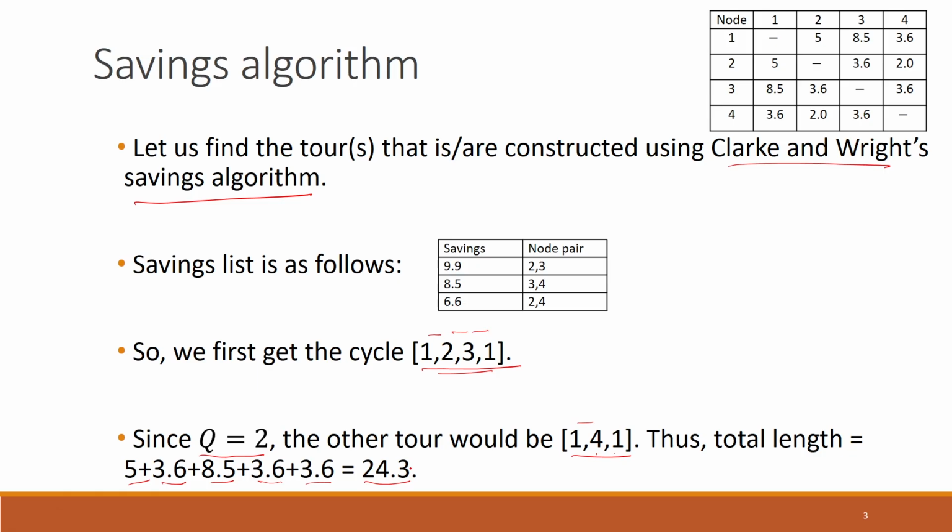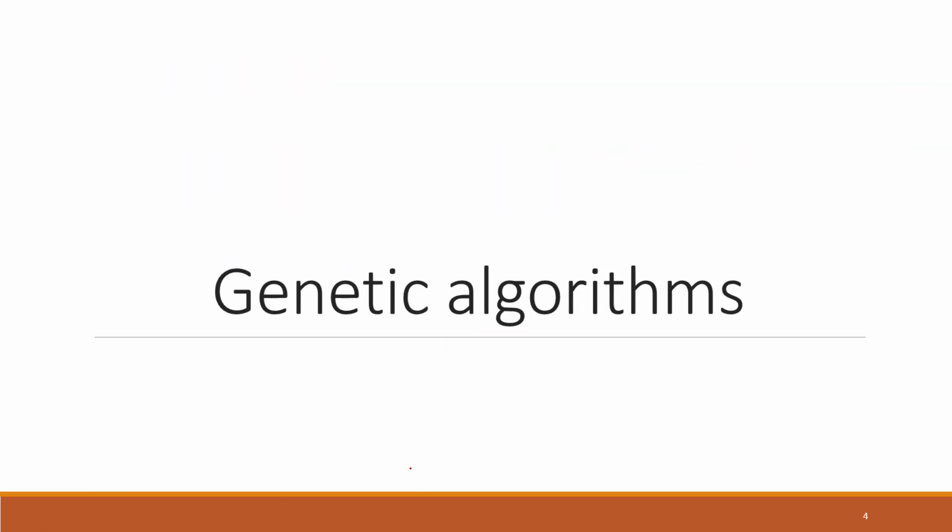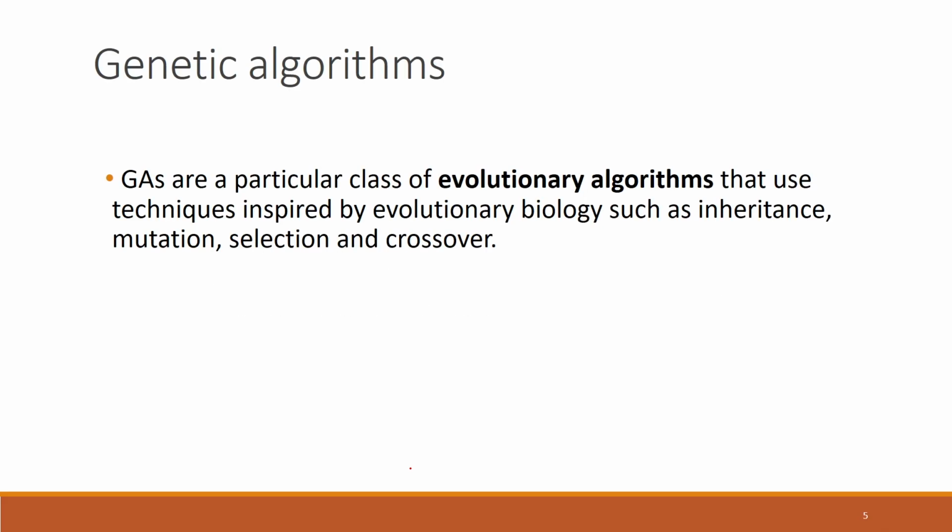So we now end the overall discussion related to vehicle routing problems, and now we will start a new topic on genetic algorithms. Let us see what these algorithms are. Genetic algorithms are a particular class of evolutionary algorithms that use techniques inspired by evolutionary biology, such as inheritance, mutation, selection and crossover. As we move along, we will get to know the details of these terms.